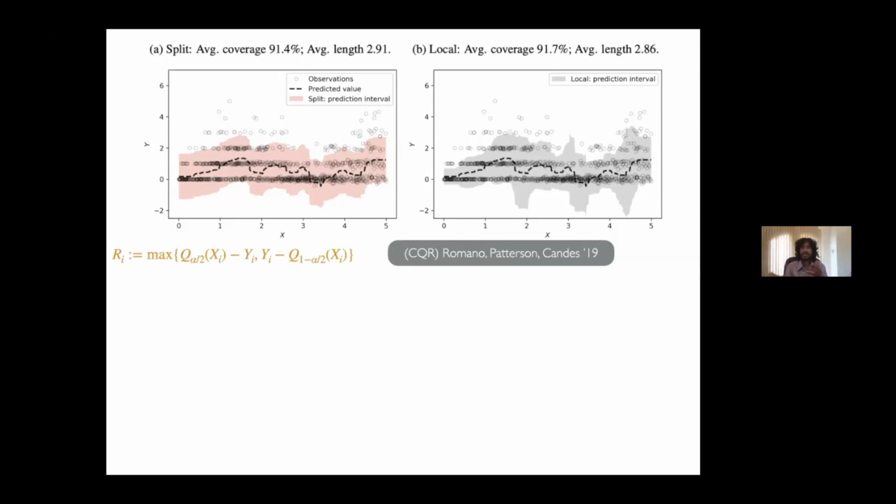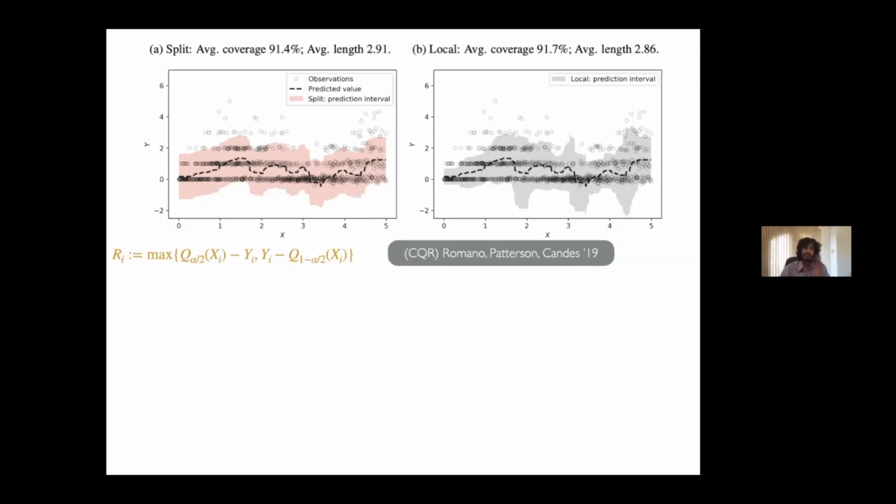And so the way they do that is they define this residual, which is slightly different. They said, okay, now we'll look at the maximum of q alpha by 2 of xi minus yi, and yi minus the other one. Okay, so what is this trying to do? This ri could be signed in either direction. And I guess the idea is that if you undercover, like if the original quantile regression gives you something smaller than needed, then you can use conformal to expand it. If your original quantile regression overcovered, then you can use conformal to shrink it and get exactly 1 minus alpha coverage like you had wanted.